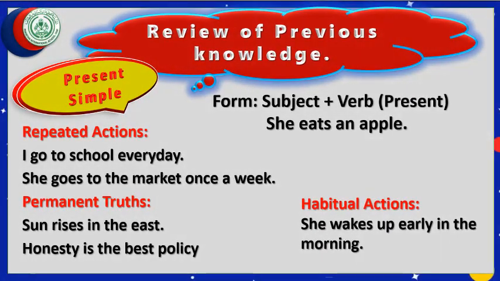Dear students, let us review our previous knowledge, some of the main things that we studied in our previous lessons. We learned in our previous lesson about present simple tense. Its form is subject plus verb in present form, just like this sentence, she eats an apple. This tense is used for repeated actions, for permanent truths, and also for habitual actions.